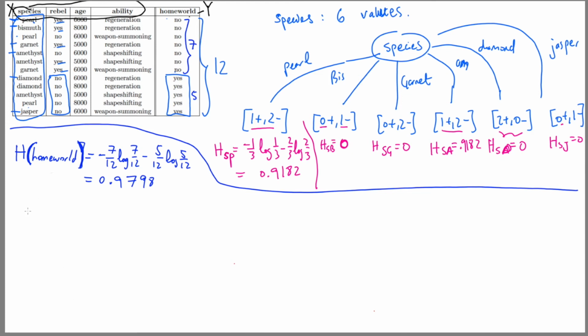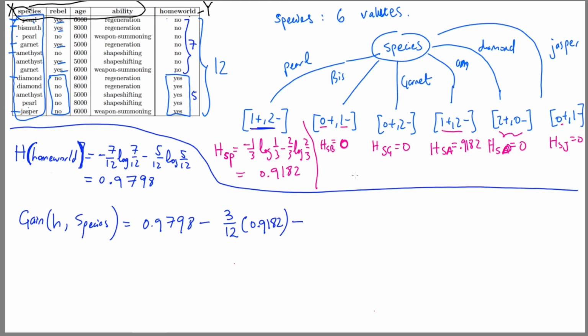Okay, and then we want to look at the gain of home world when we add the attribute species. Well, that's going to be the entropy of home world minus, well, remember how this works, right? We sum over all the values of the attribute and we weight them by the number of points that fall on that particular value. So here we have 3 points. There's a total of 12 points. So the first value is going to be minus 3 over 12 times the entropy here, right?